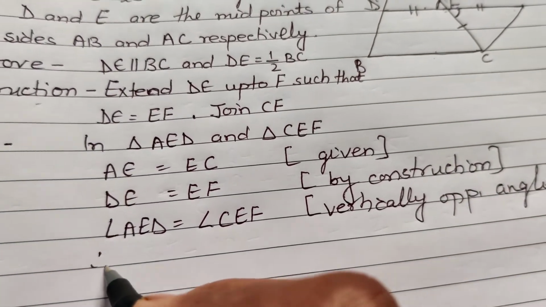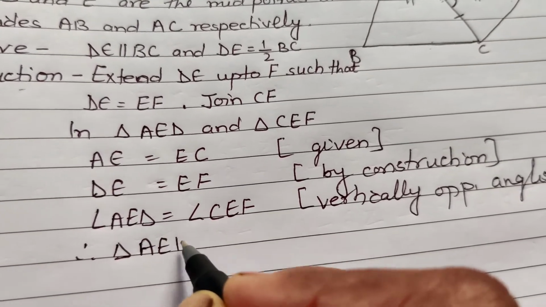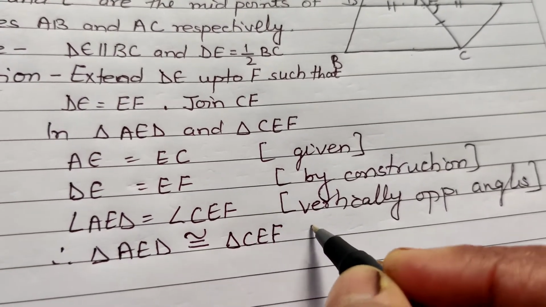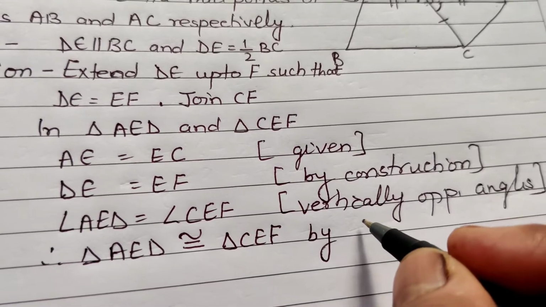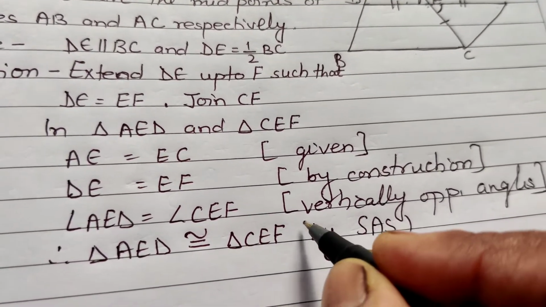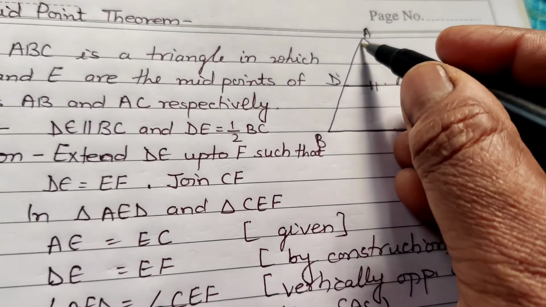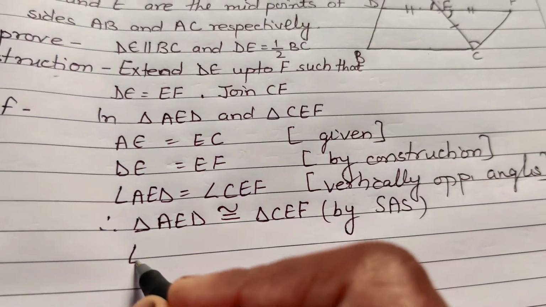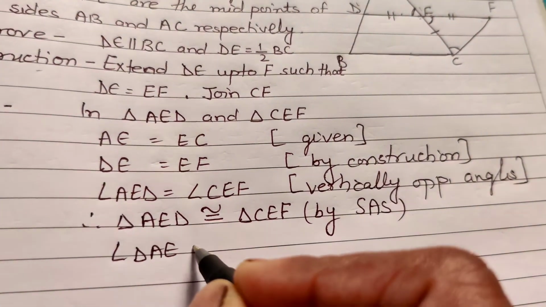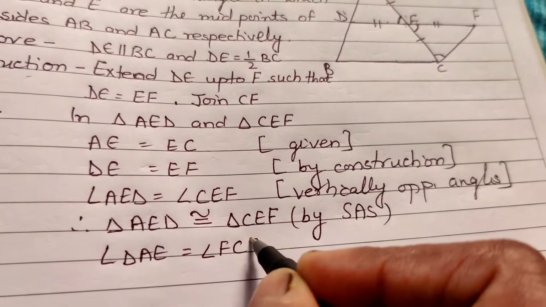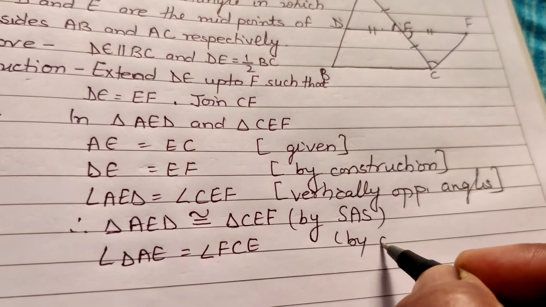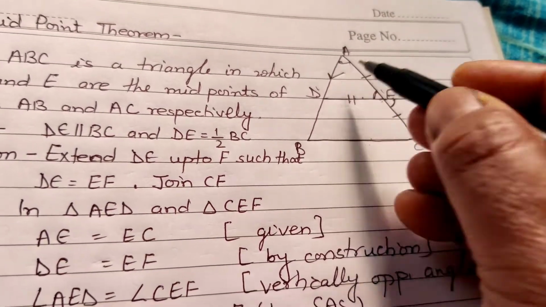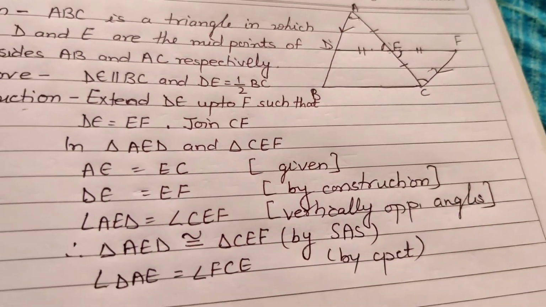Therefore, triangle AED is congruent to triangle CEF by SAS congruence criteria. Now by CPCT, angle DAE equal to angle FCE by CPCT. And the second, AD equal to CF by CPCT.